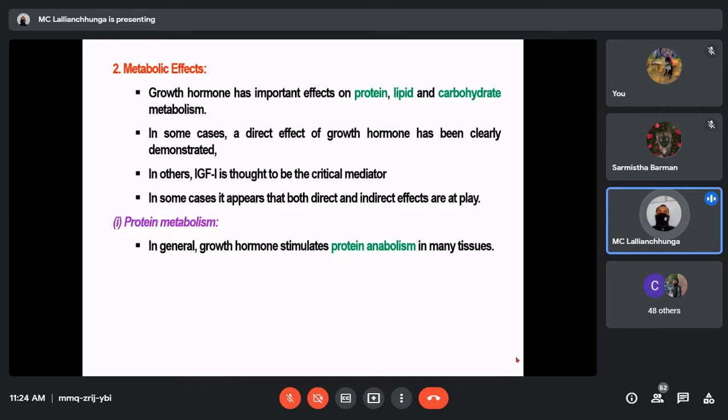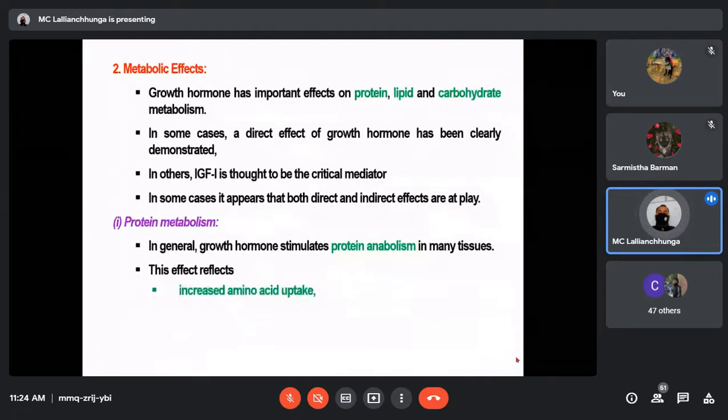In general, growth hormone stimulates protein anabolism in many tissues. That means there is involvement at the gene level, what we have already discussed: transcription, translation, and all. So growth hormone is causing gene expression for the synthesis of protein. Protein anabolism means synthesis of protein.